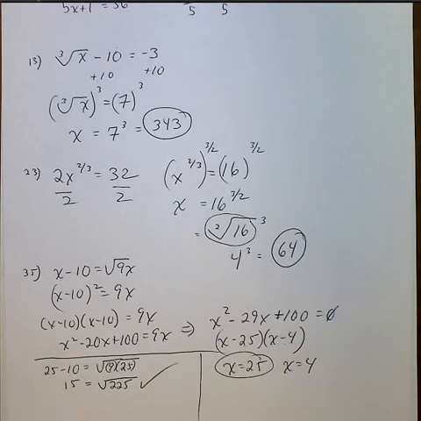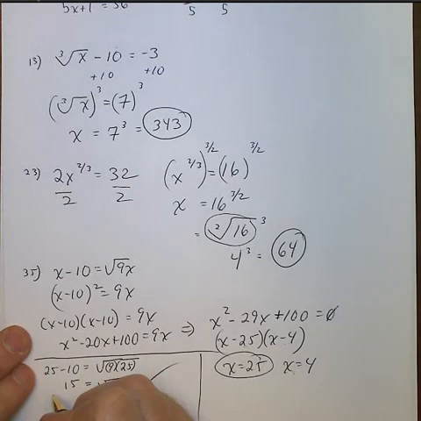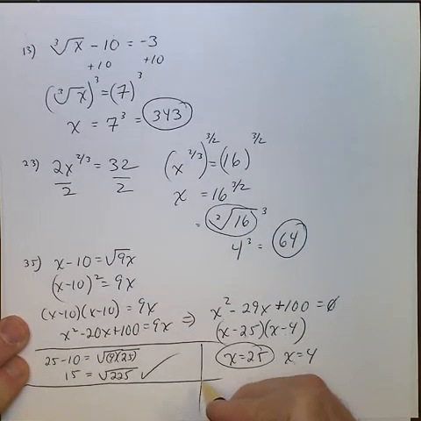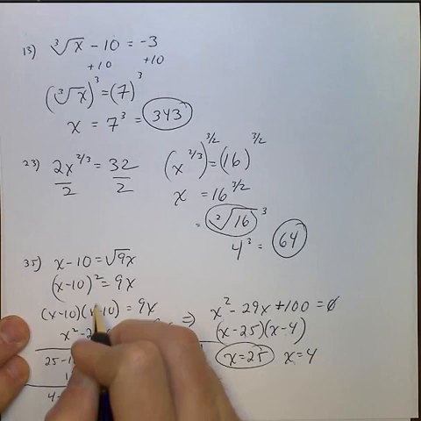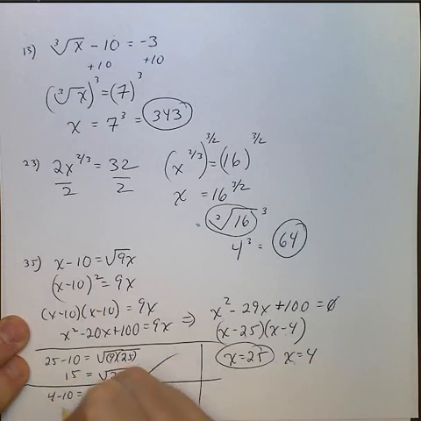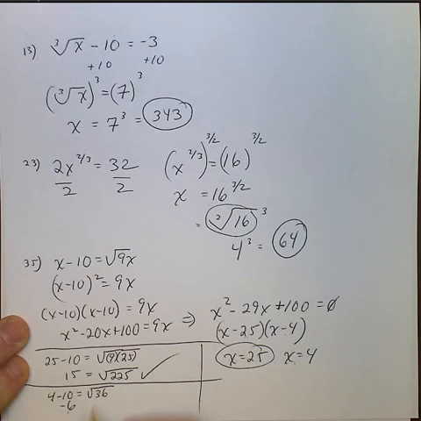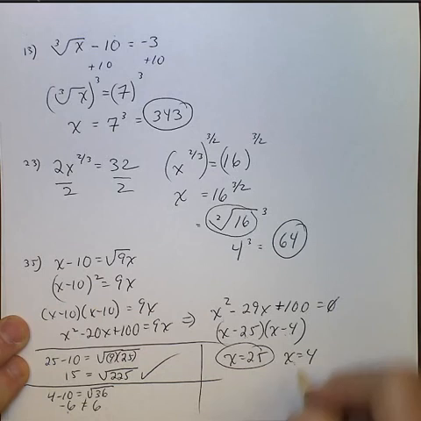Now we check x equals 4. When we put 4 in, we get 4 minus 10 equals the square root of 9 times 4, or 36. Well, 4 minus 10 is negative 6. A square root can never be negative. The square root of 36 is positive 6. Negative 6 does not equal positive 6. So the answer of x equals 4 is extraneous.